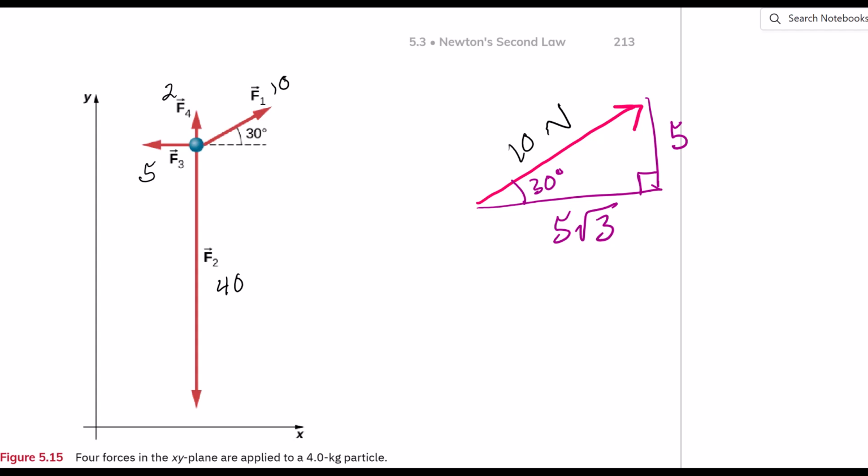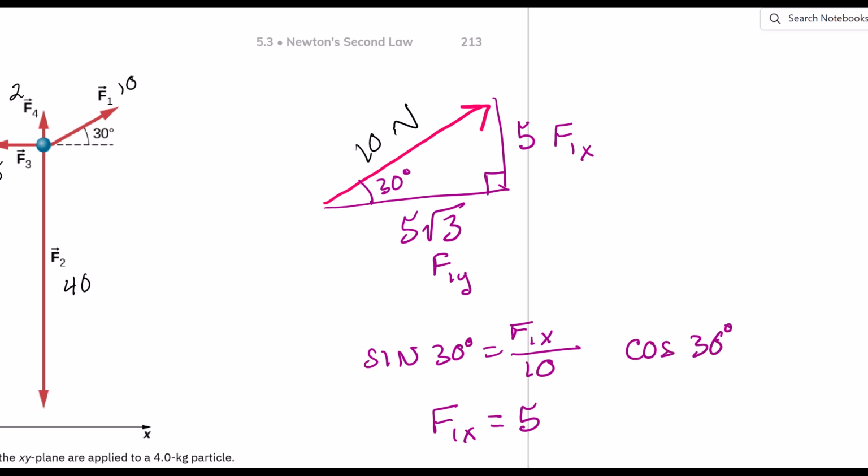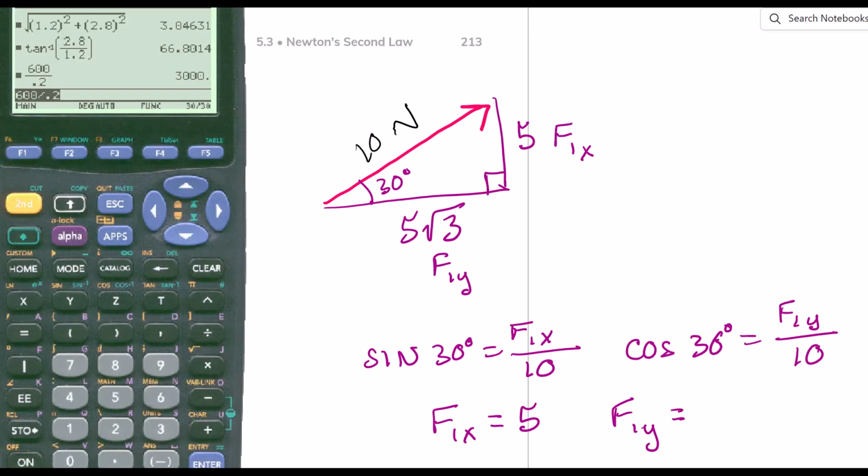Okay, so we've got our special triangles here, but we could also have said this will be our F1 in the x, F1 in the y, and we could say sine of 30 is F1 in the x, opposite over hypotenuse. So F1x equals 10 times sine 30, which comes out to 5. And then cosine 30 is F1y, adjacent over hypotenuse. So F1y is, I'll give you the actual answer, 10 times cosine 30, 5 square root of 3, or 8.66.